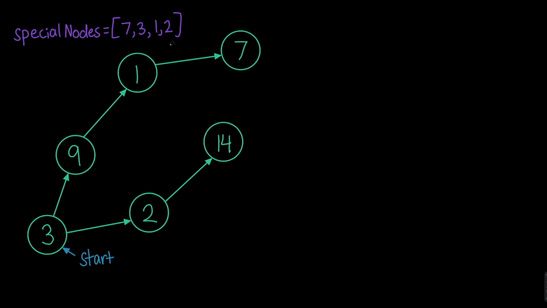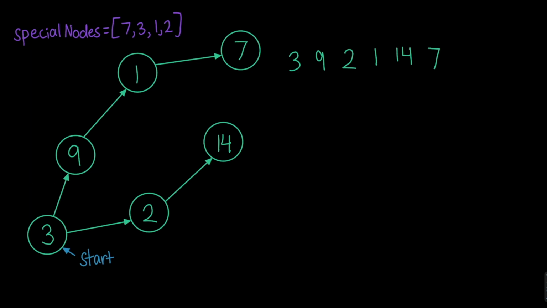in level order. To figure out what that ordering is, let's start by just doing a level order traversal of this graph, starting at the 3 node. So we're going to start at 3, and then we go level by level. So the next is the 9 node, and then the 2 node. And now we go to the next level, which is the 1 node, and the 14 node, sorry. And then we go to the next level, which is the 7 node here.